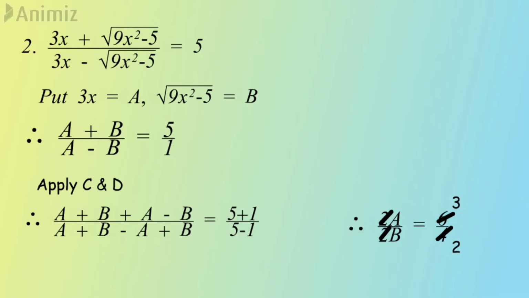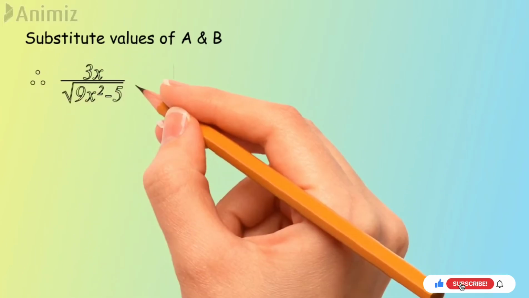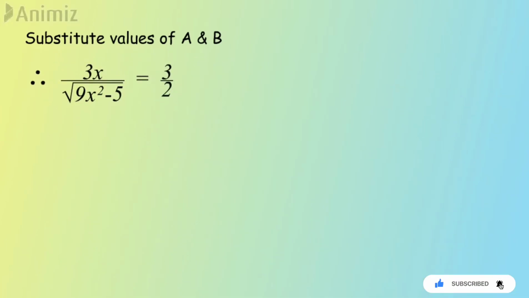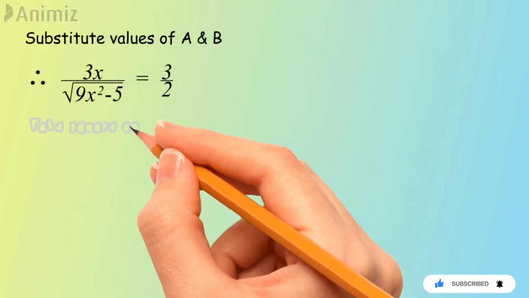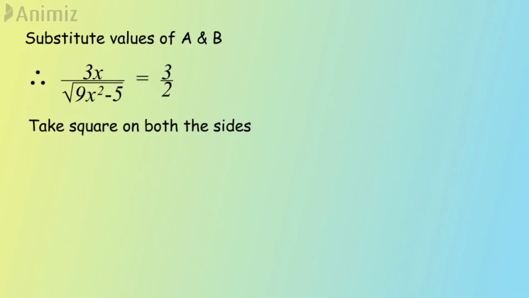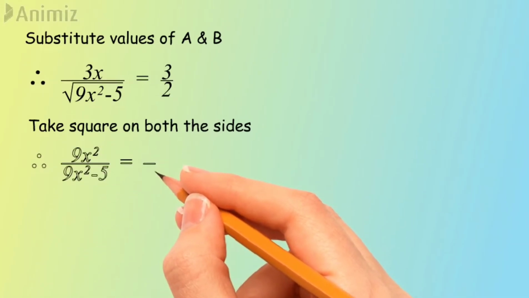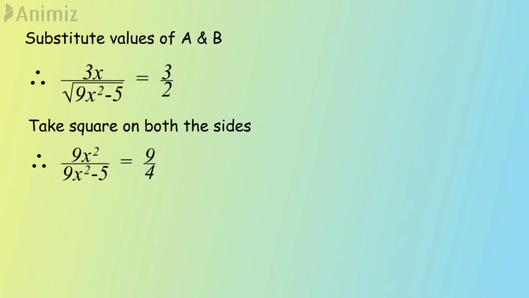Now resubstitute the values of a and b. Your a is 3x, b is under root 9x square minus 5. So you will get this. Now to get rid of the root, you have to take the square on both sides. So 3x will give you 9x square. The root will disappear. Square of 3 is 9. Square of 2 is 4. Now you have to simplify this part.